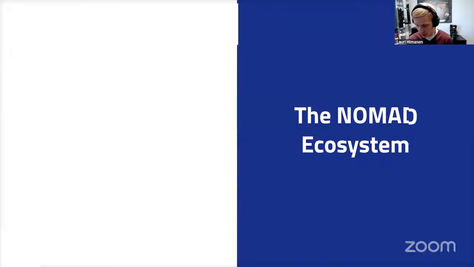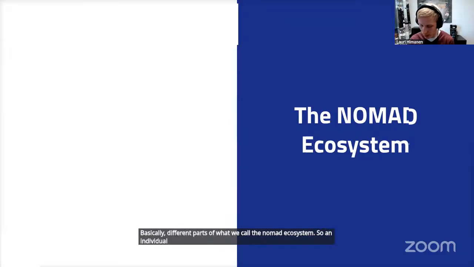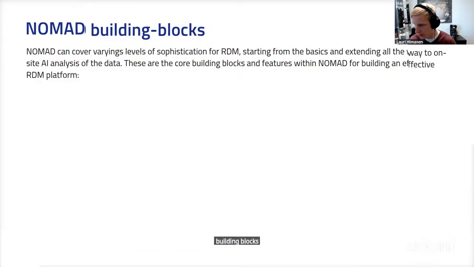So that's basically about what our central deployment is and what a Nomad Oasis is. And now we can take a look at the different parts of what we call the Nomad ecosystem. An individual Nomad deployment consists of different kinds of tools that you combine together, and we'll shortly go over the different building blocks of a Nomad deployment.